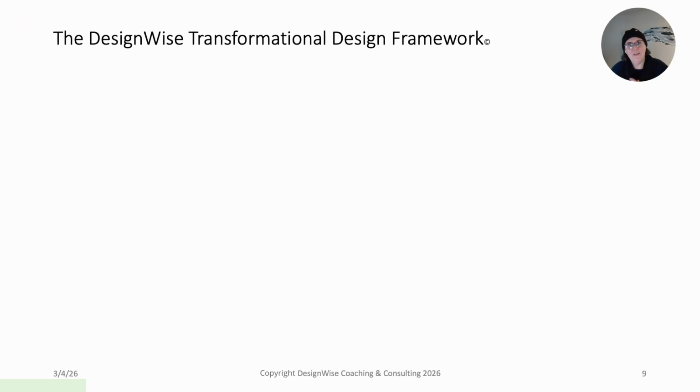Let's actually dive into the framework. It happens in 3 phases. The first phase is we're going to prepare that landscape.